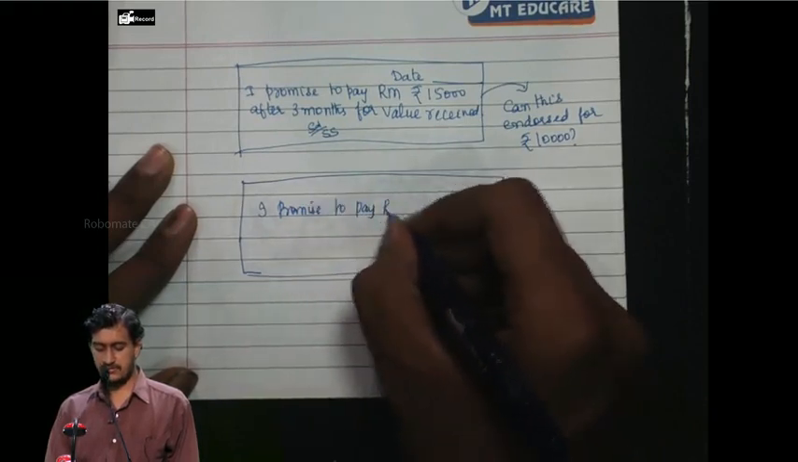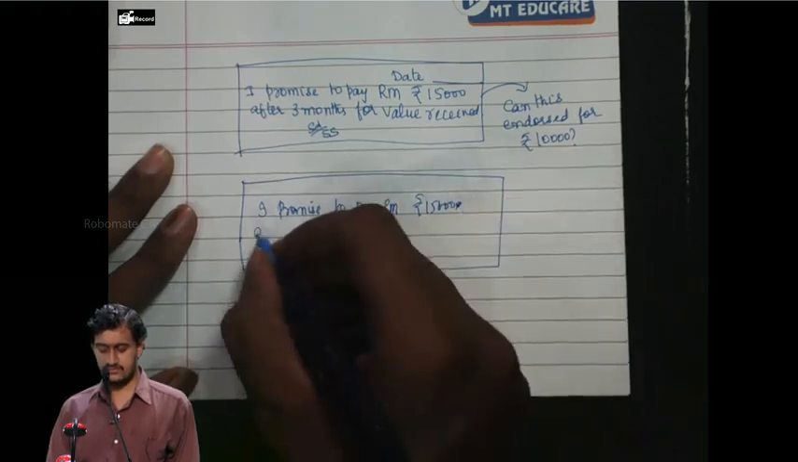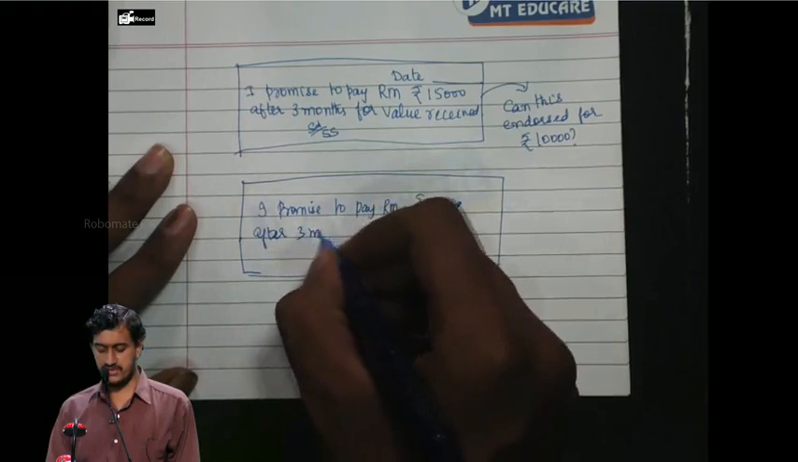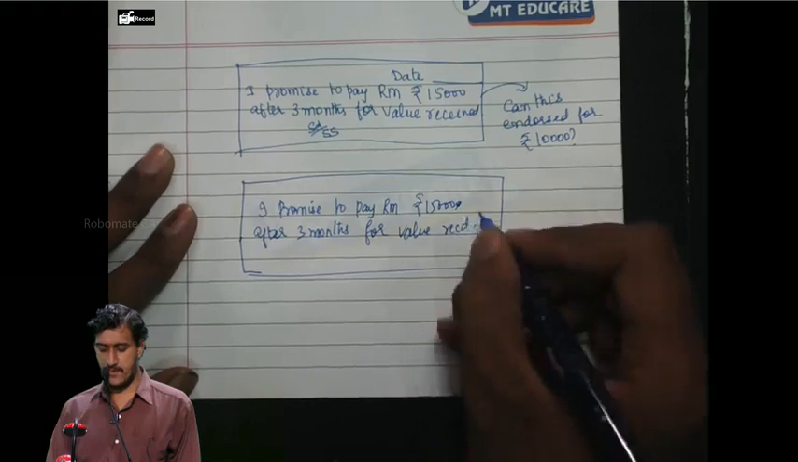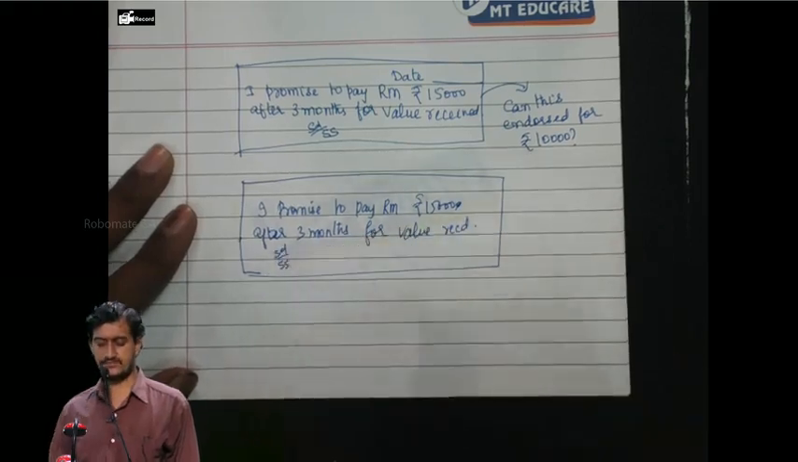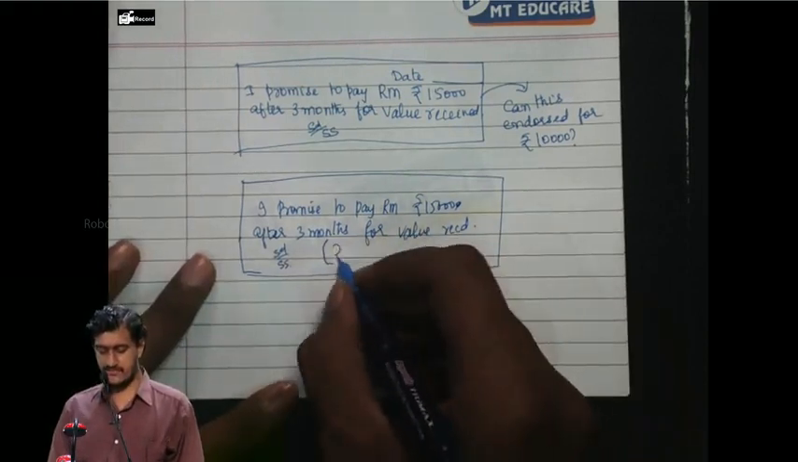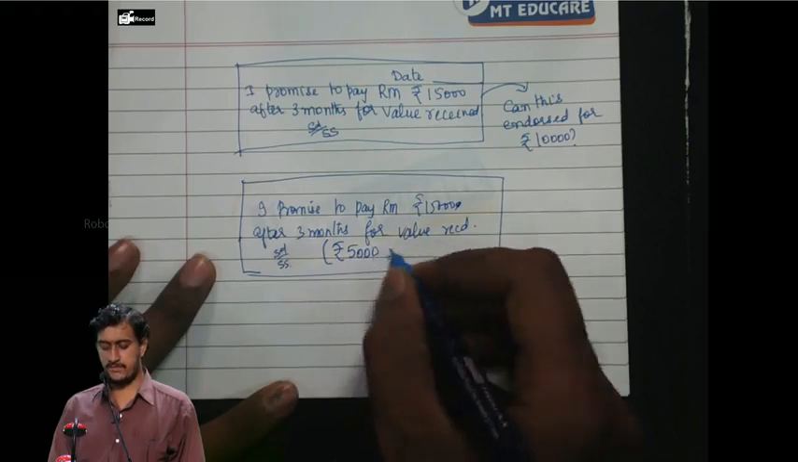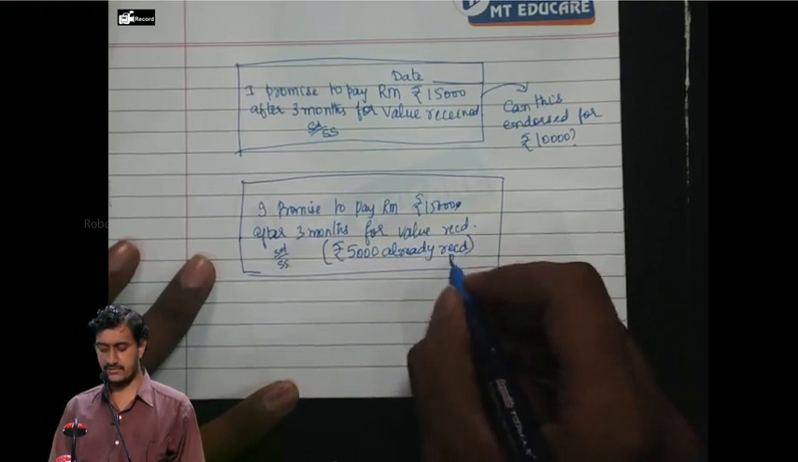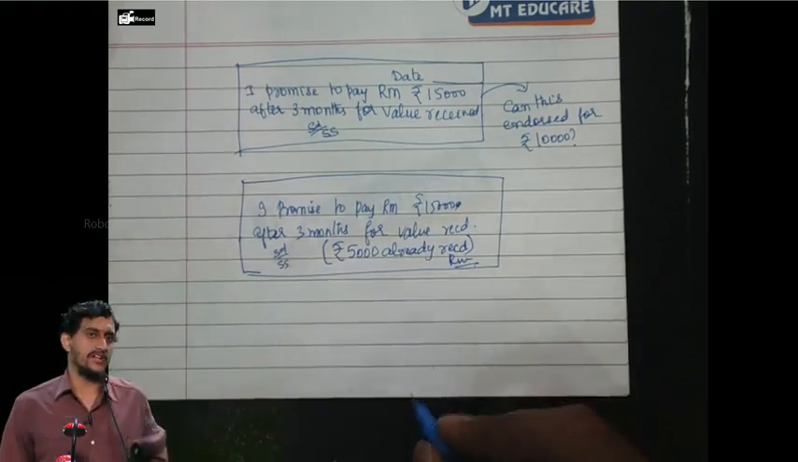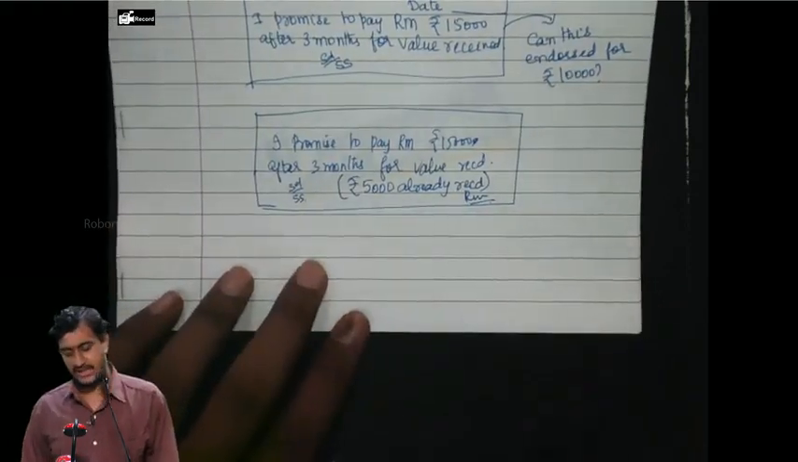I promise to pay rupees 15,000 after 3 months for value received. Signed SS. Now what am I doing? I am writing rupees 5,000 already received, and then I am signing. Rupees 5,000 already received. Like this I am writing, and then I am signing.